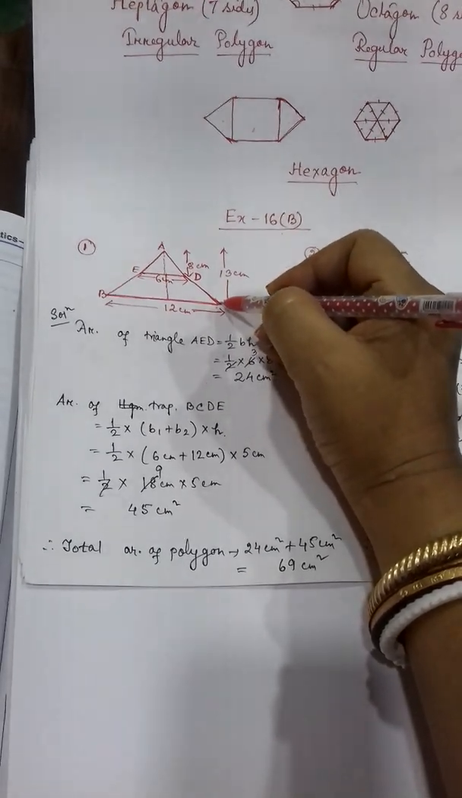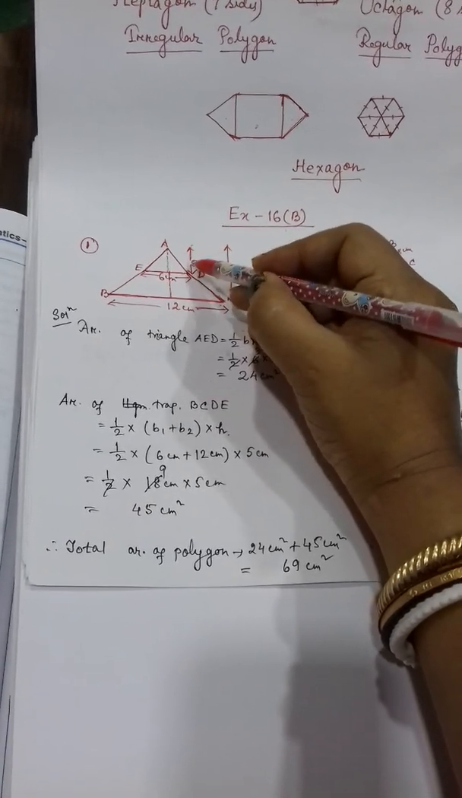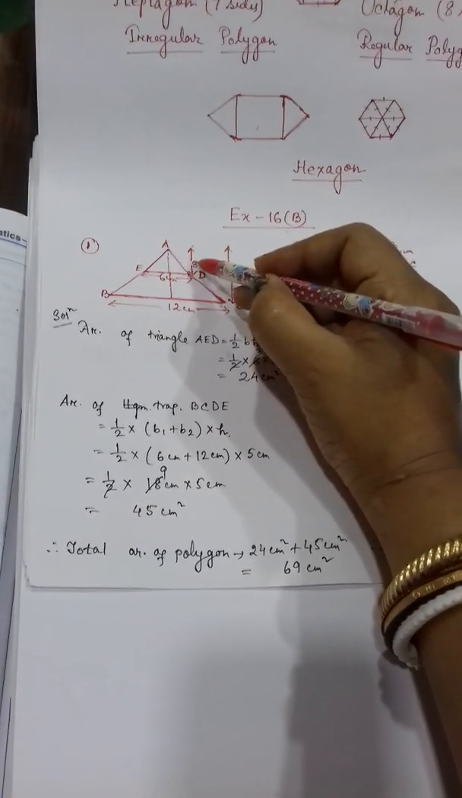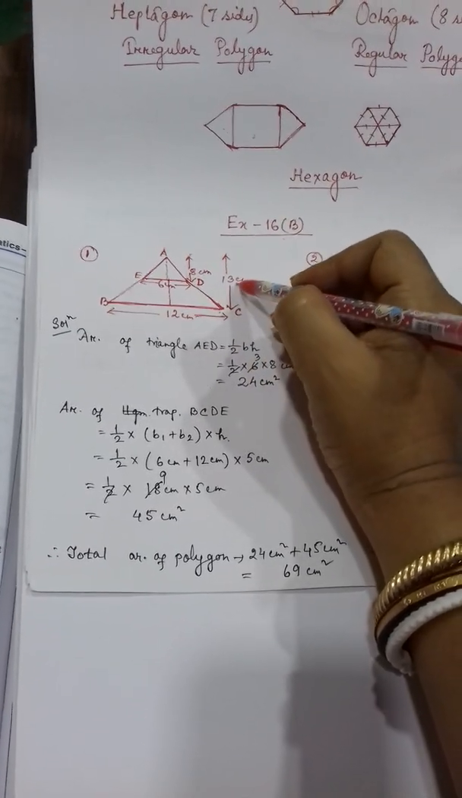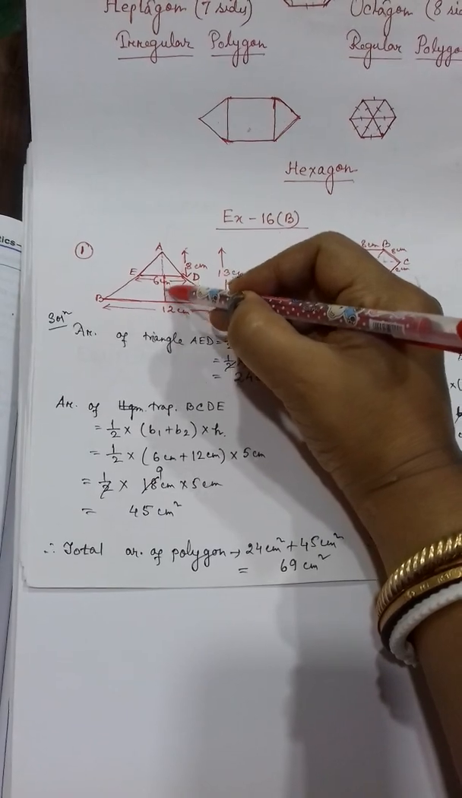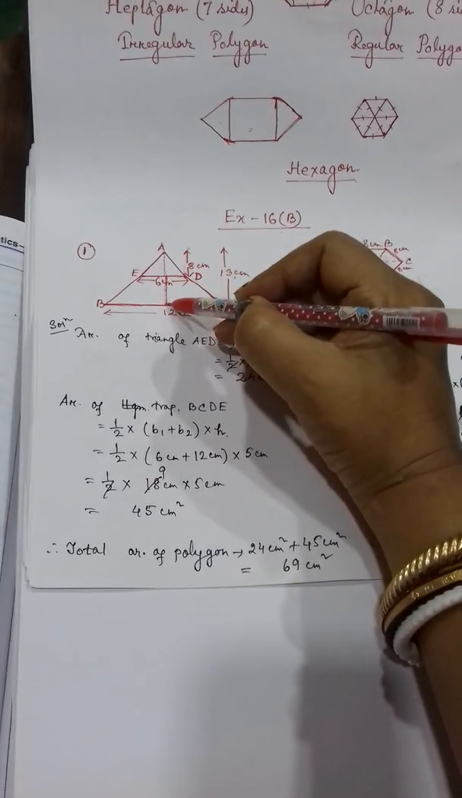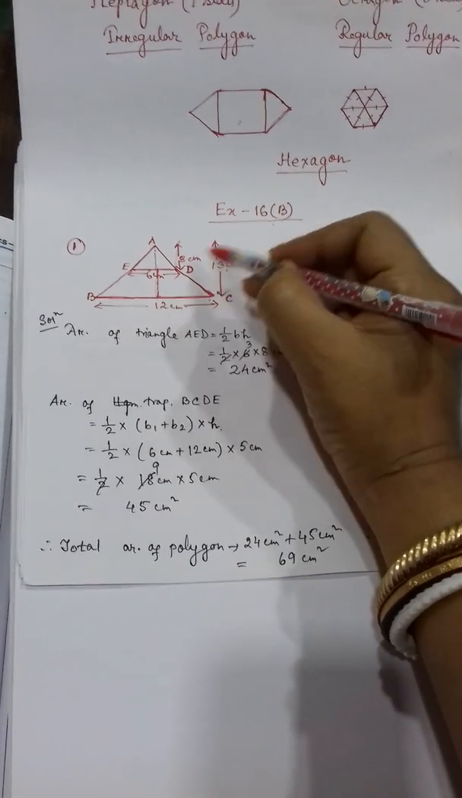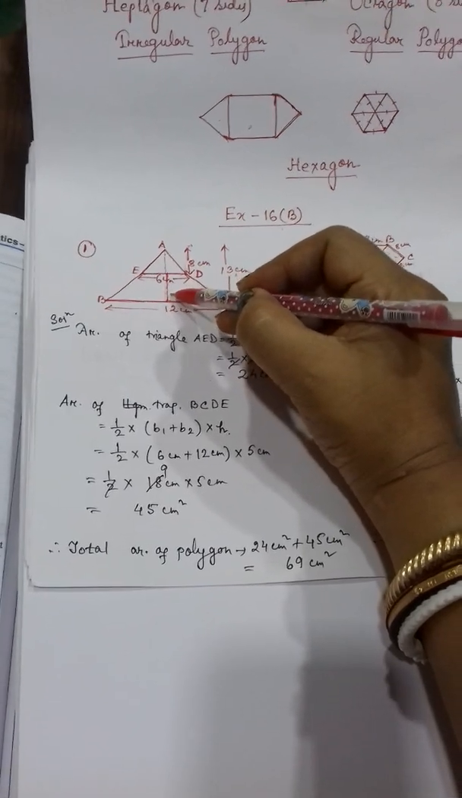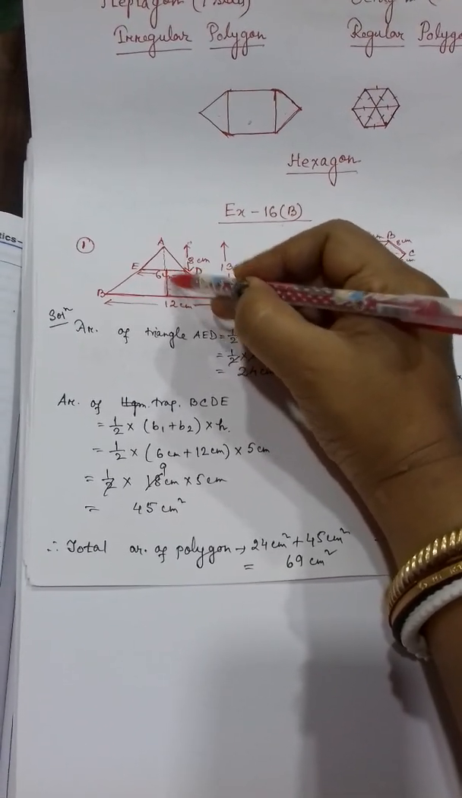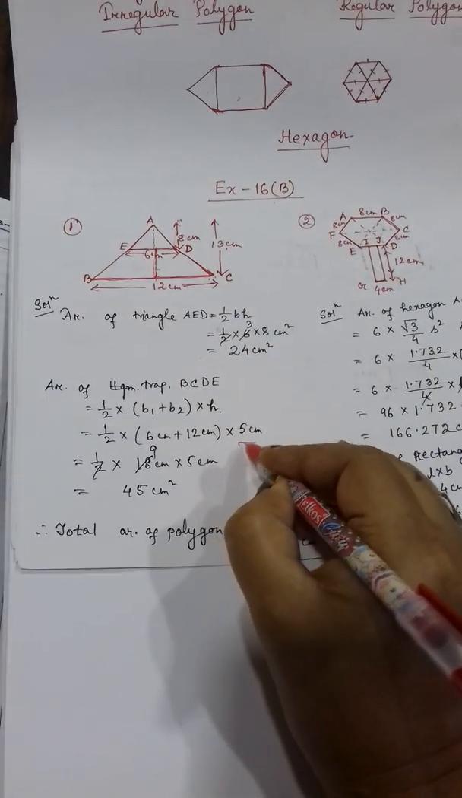Out of this 13 centimeter, height of this triangle is 8 centimeter. So if you remove this 8 centimeter from 13 centimeter, then you will get rest height, which is the height of the trapezium. Clear or not? Understood? That means 13 minus this 8 is what? 5. So 5 centimeter is the height of the trapezium. That's why I have written here 5.